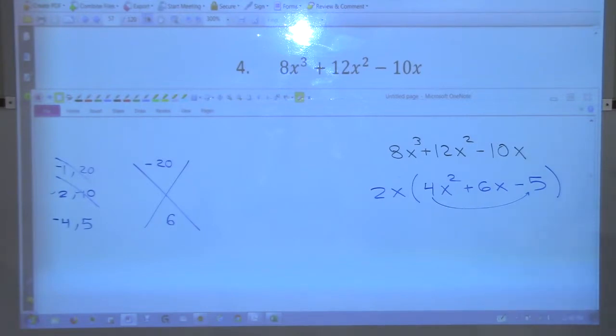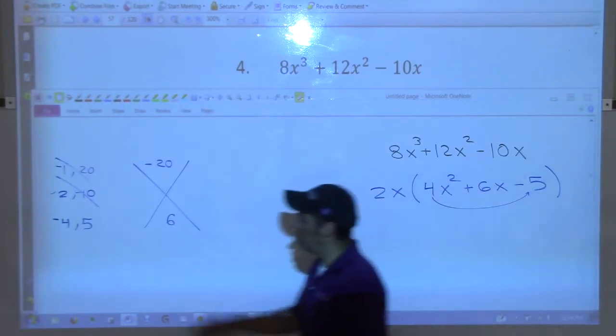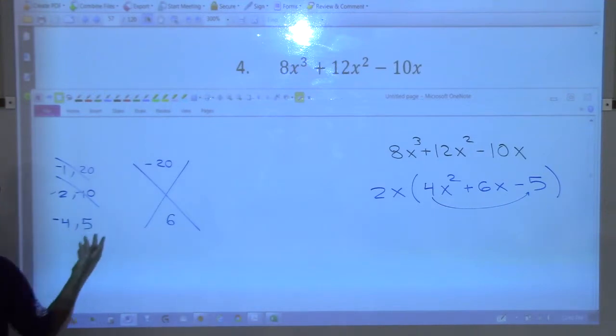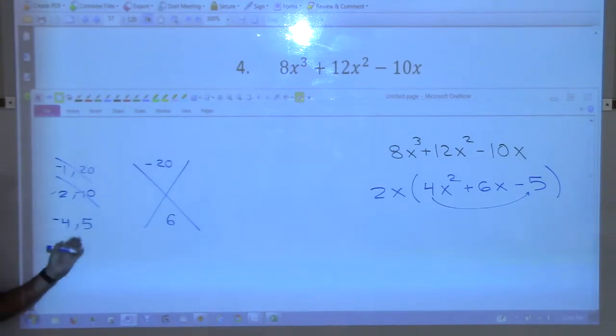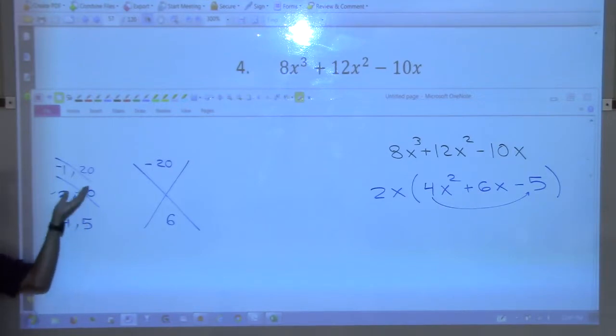Okay, so where are we at? We tried 1 and 20, 2 and 10, 4 and 5. Are there any other numbers that we can think of that multiply to be 20? Like numbers that you can just think of? No, right? I mean, we've pretty much exhausted it. Like if we try and go big, we could say 5 and 4, but we've already done that, right? We could say like 10 and 2, but we've already done that.